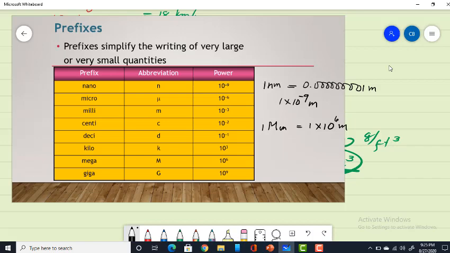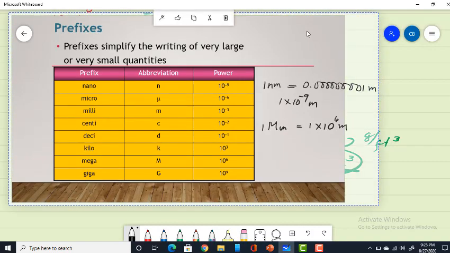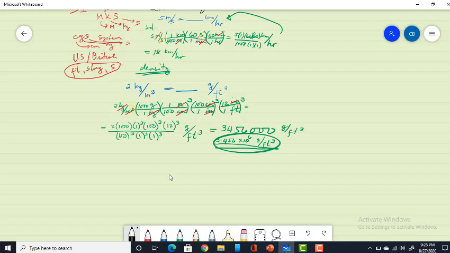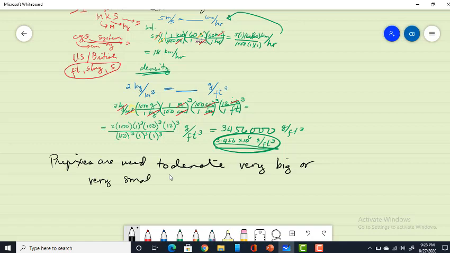So I want you to familiarize, also memorize the prefixes. So in short, our prefixes are used to denote very big or very small numbers.